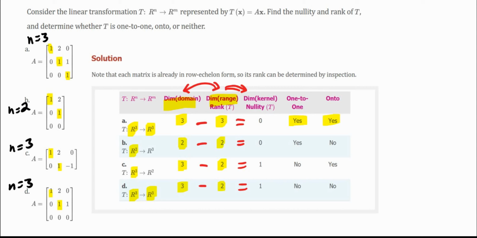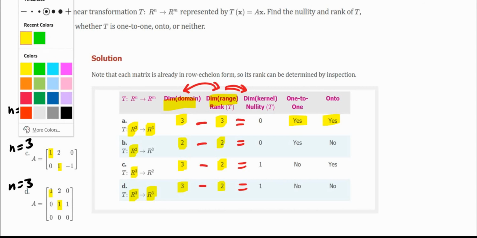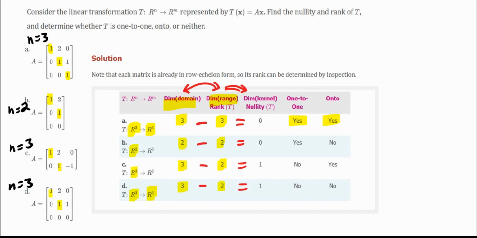Now again, if they're of the same size, notice we get 3 and 3, and here's 3 and 3. They're the same size, but over here these numbers are different. The numbers are supposed to be the same for them to be both one-to-one and onto, but since they're different, the answer there is no and no. Okay. So that's how you get that.